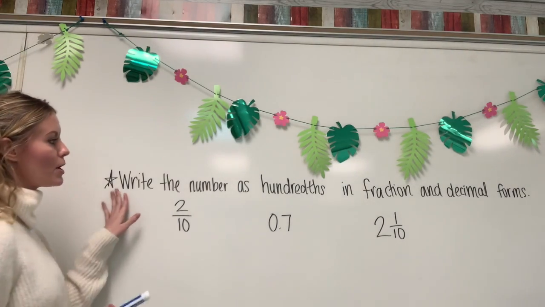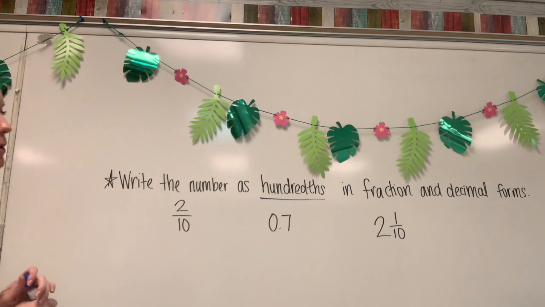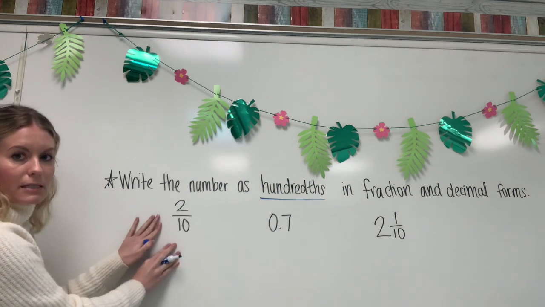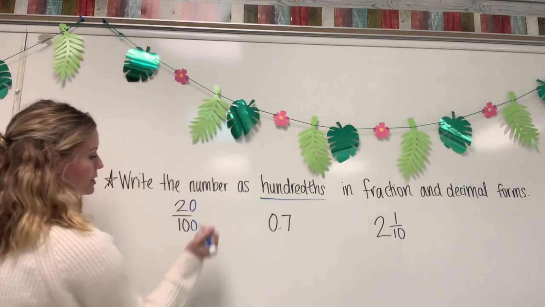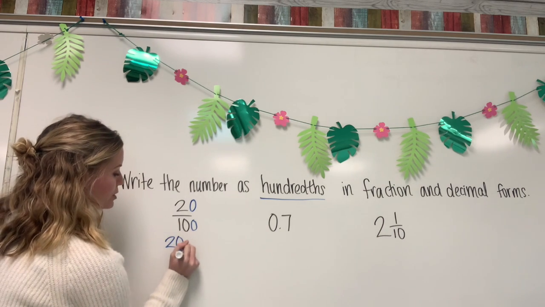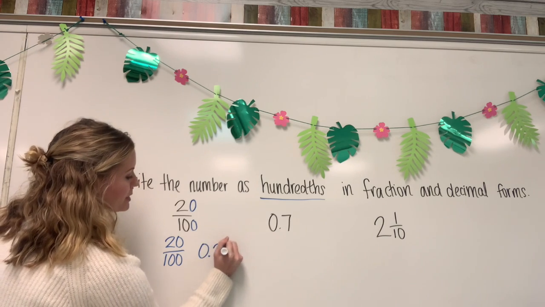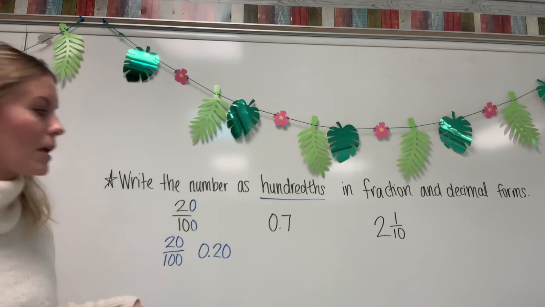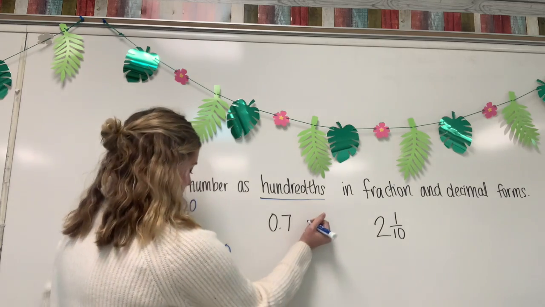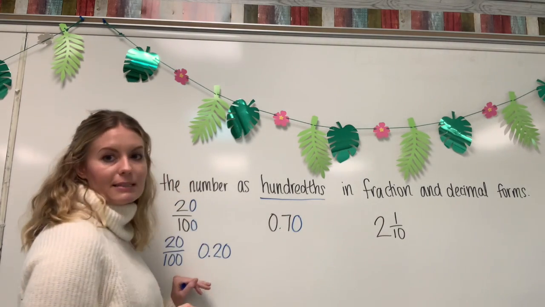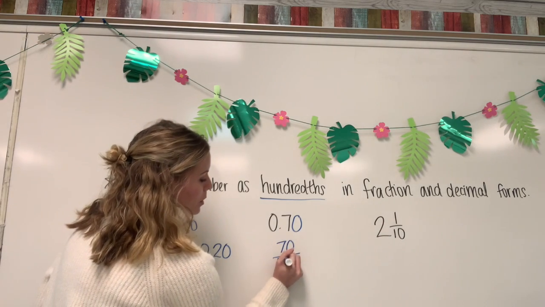Here is your second type. Your directions say write the number as hundredths in fraction and decimal forms. Here we have 2 tenths, and we're going to make it into hundredths. By doing that, we have to add a 0 to the bottom and to the top. So our fraction form is 20 hundredths, and our decimal form is 0.20 hundredths. Next one, we have 0.7 or 7 tenths. To make this into hundredths, we're going to add a 0 at the end. For this to be a fraction, you will have 70 hundredths.